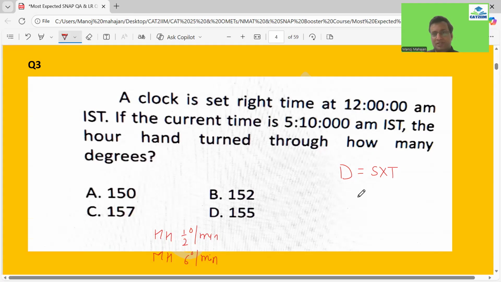So the distance traveled by the hour hand would be, speed is 1 by 2. Time, if I calculate from 12 to 5:10, in terms of minutes, it would be 5 into 60, 300 minutes plus 10 more. That gives me 310. So 310 divided by 2, if I do, I would be getting 155, which is the correct answer.